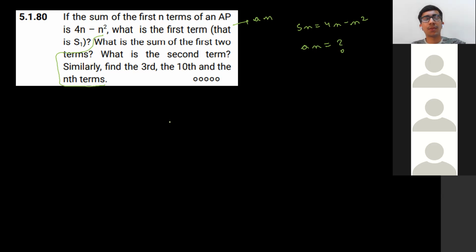Well, are you guys confused with this question? Yes, sir. Yes, Neil? I'm confused, I'm not getting the nth term, an. Okay. I told you one formula before starting the class, that an is equal to Sn minus Sn minus 1. So you already have the value of Sn in terms of n, which is 4n minus n square. Can you calculate Sn minus 1 by putting n as n minus 1 in this expression?